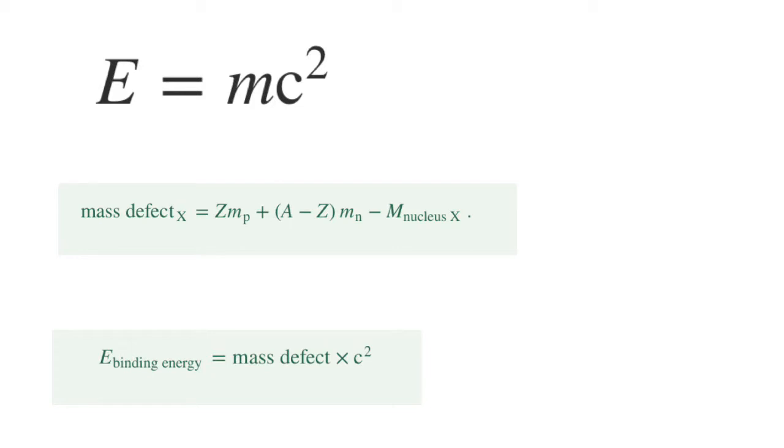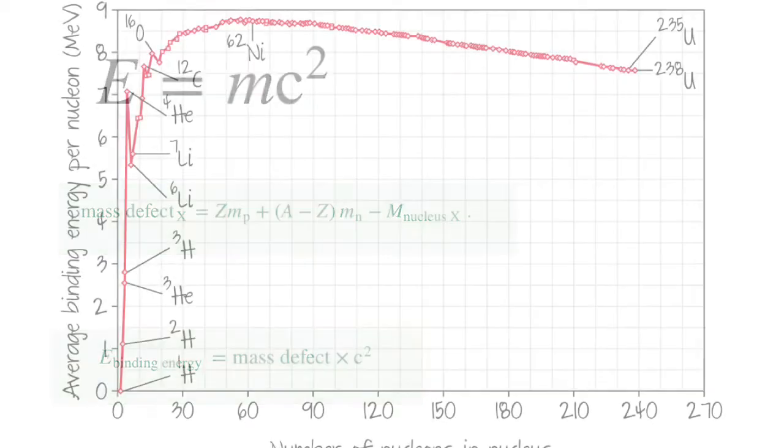The mass defect of a nucleus is the difference between the sum of the masses of its constituent parts separately and the mass of the nucleus. And the binding energy of a nucleus is the energy required to separate it completely into its constituent parts. It is the energy equivalent of the mass defect. There we can see the three formulas.